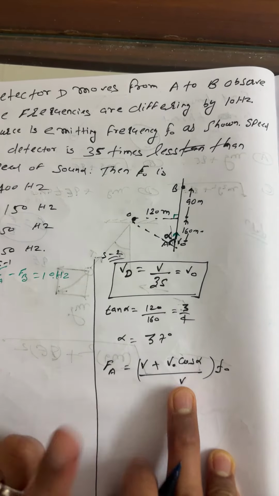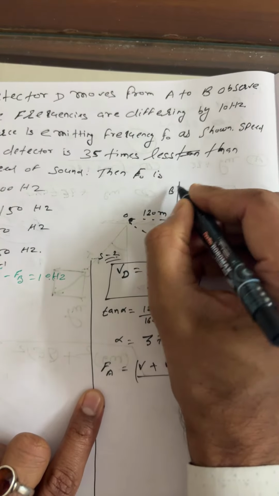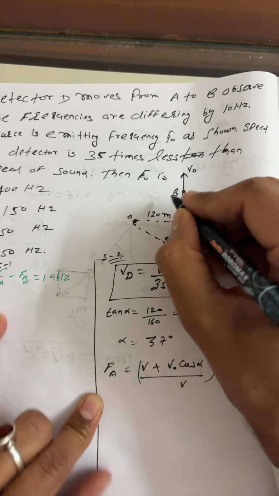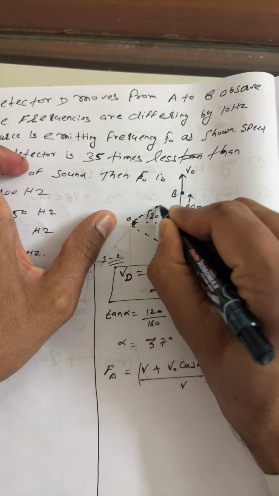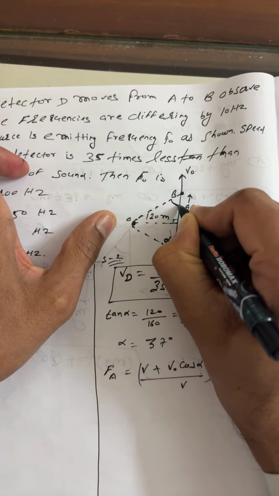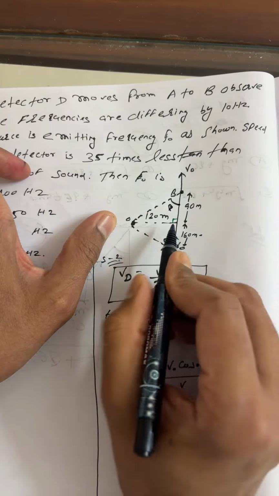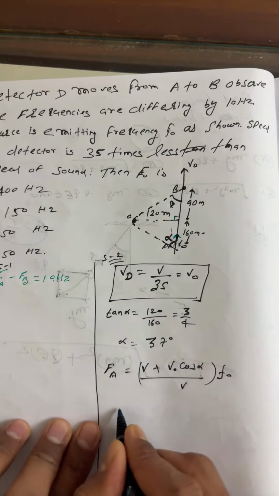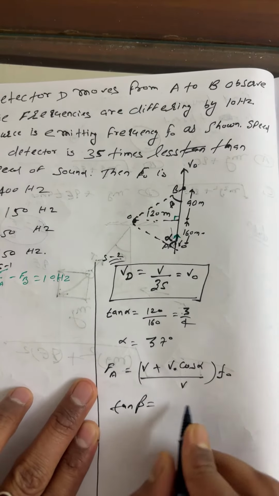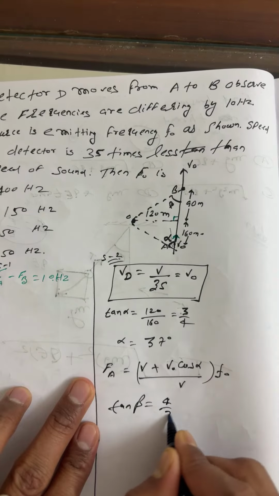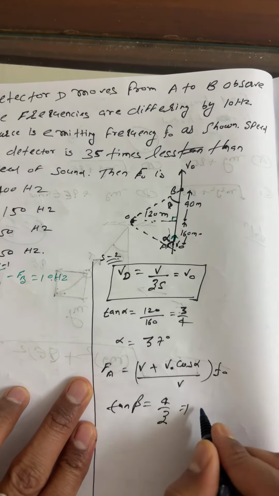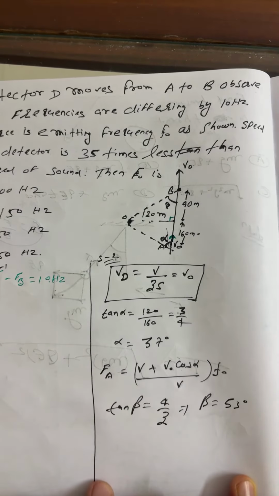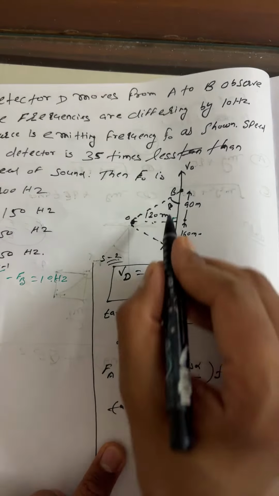Similarly, students, let us suppose your detector finally arrived over here. So this is V naught. For this condition, this angle is beta. From this diagram, again we can find tan beta is 120 by 90. So this is 4 by 3. This implies beta is 53 degrees.